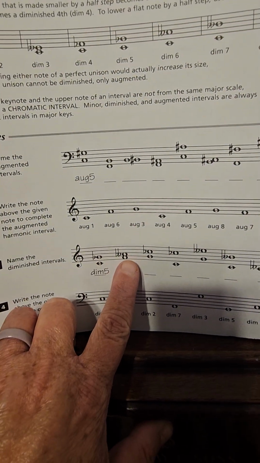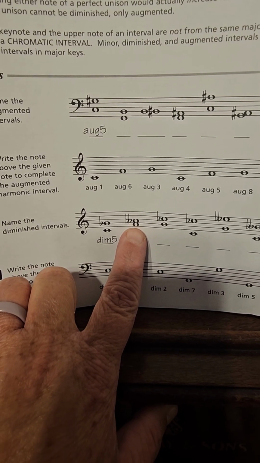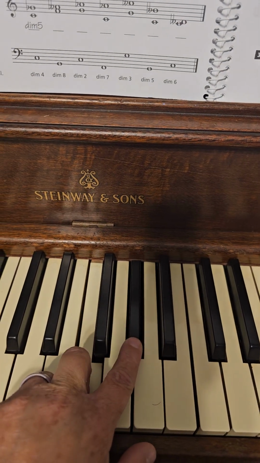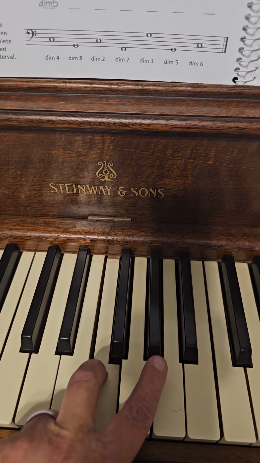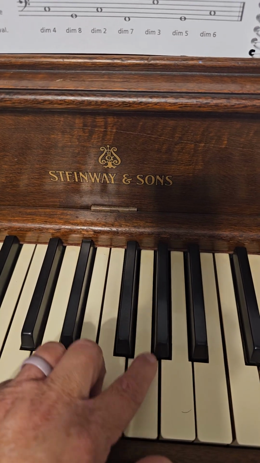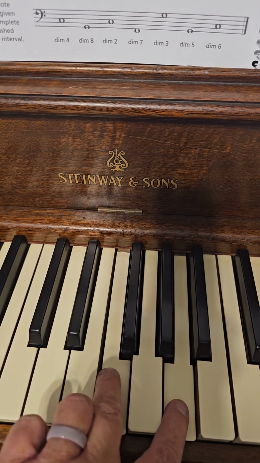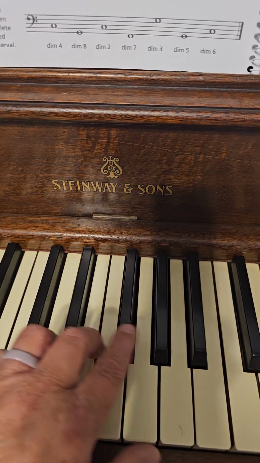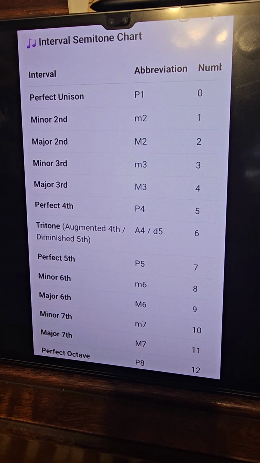So diminished fifth. Oh my goodness, look at this. We have a double flat right here. So we have F and double flat A. Ooh, what is that? When you have a double flat, take one of them off and figure out what you got. 1, 2, 3. So you've got a minor. You have 1, 2, 3 semitones is a minor third.